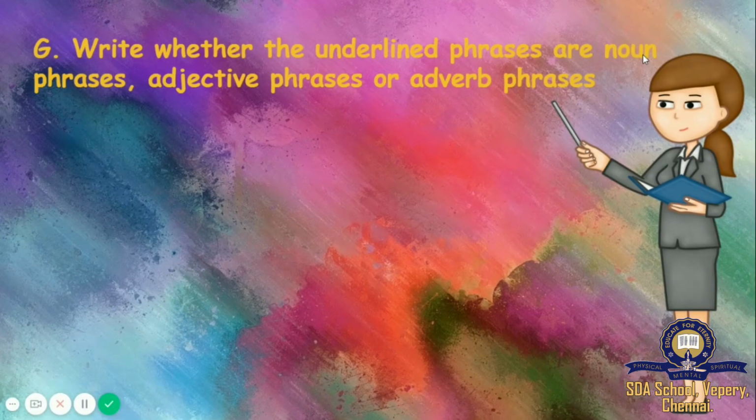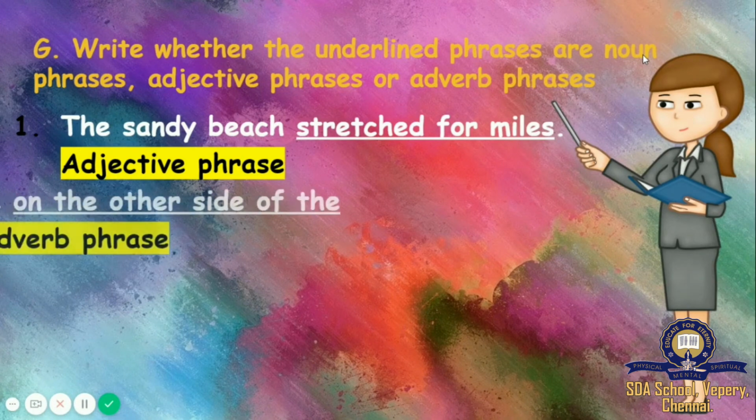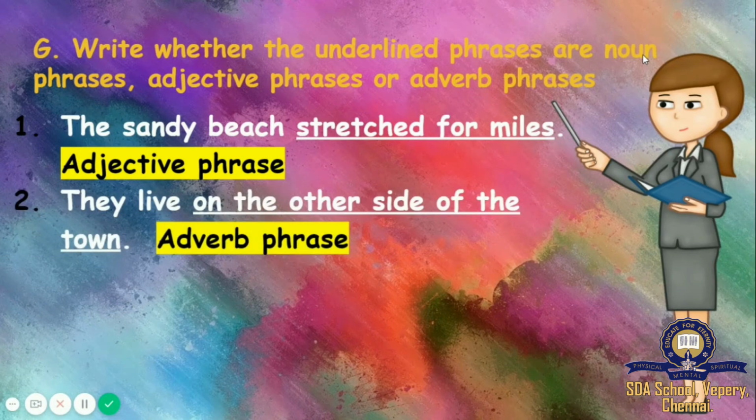Write whether the underlined phrases are noun phrases, adjective phrases, or adverb phrases. The sandy beach stretched for miles. So, stretched for miles is an adjective phrase. They live on the other side of the town. So here, on the other side of the town is an adverb phrase.